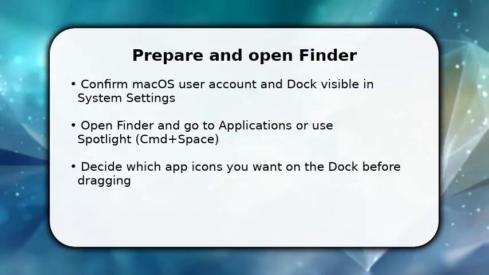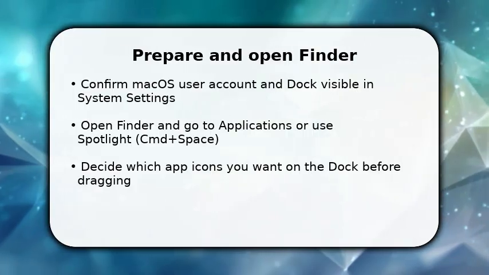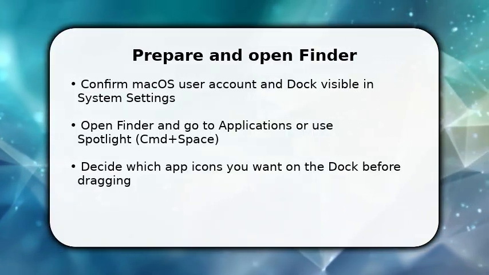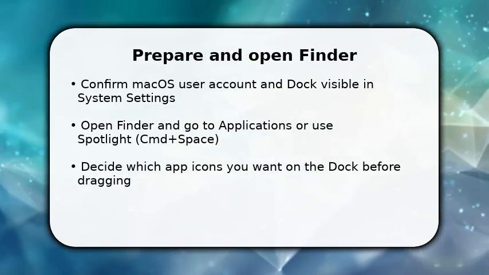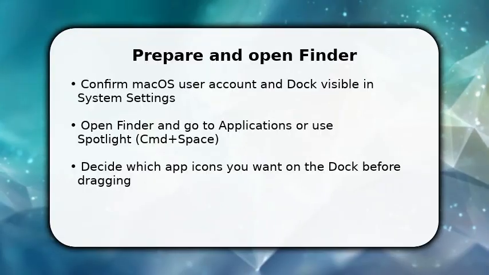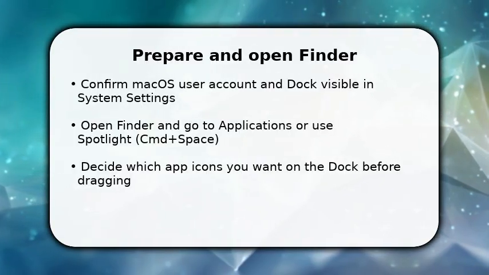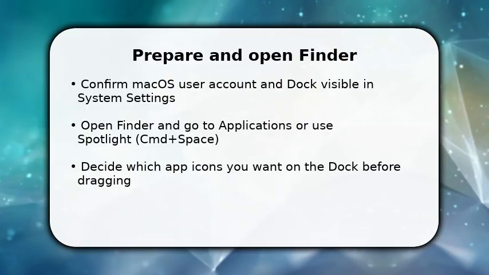You start by opening Finder and navigating to Applications. This is the only reliable place to add apps to the dock. Once there, make sure the dock is visible and unlocked in System Settings so icons will stay. You should arrange windows so you can see both Finder and the dock.